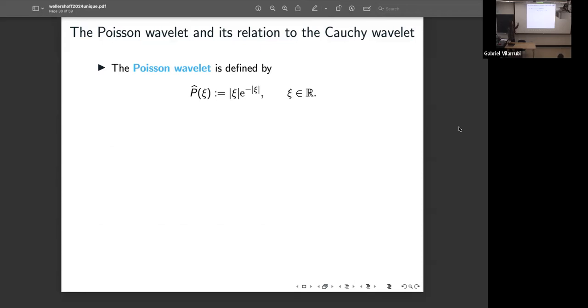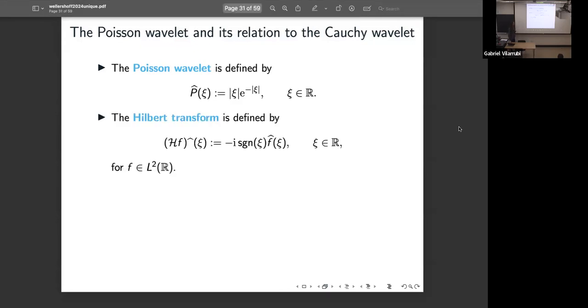Now the Poisson wavelet and the Cauchy wavelet, which we have seen earlier on, are actually really closely related. That relation can be seen in terms of the Hilbert transform, which I'll also just quickly introduce in terms of its Fourier transform. The Hilbert transform is a much more complicated transform that you can say a lot of things about, but basically the next bullet point is everything that we're going to need from it. So I'm just going to leave it at that.